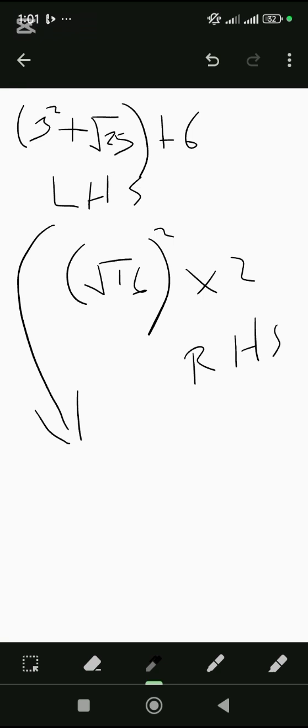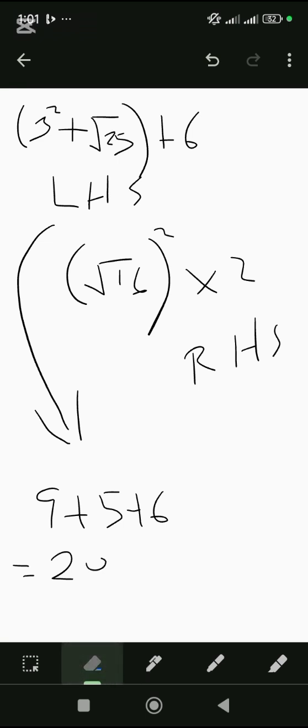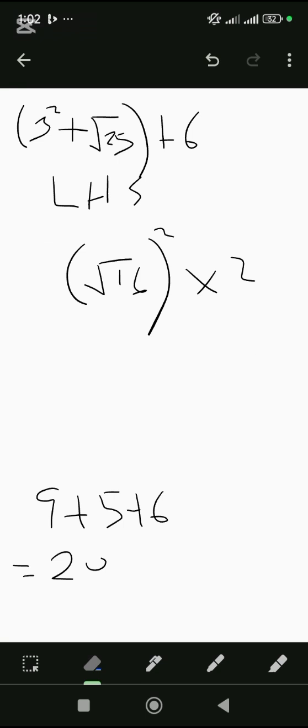So in this case, 3 raised to the power of 2 would be 9, plus square root of 25 is 5. Okay, and this would be, okay, plus 6. So 9 plus 5 is 14, plus 6 is 20. Okay, so we have that. Let's see what we will have in the left hand side or the right hand side.